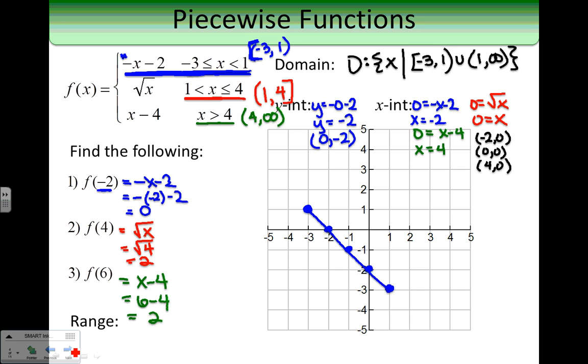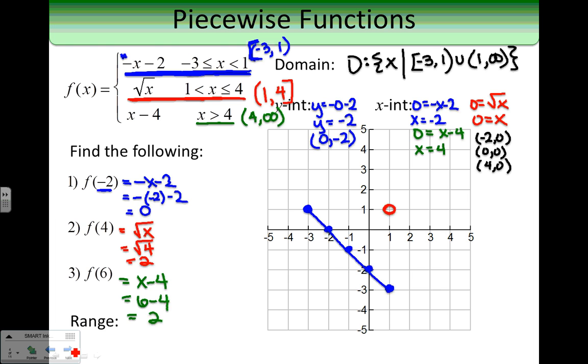Our next graph is the square root of x between 1 and 4. So I'm going to start at 1. However, you notice this x can be greater than 1 but not equal to. So when I start at 1, I'm going to use an open circle. So plug in 1 into my function. The square root of 1 is 1. And I'm going to use an open circle. So you always start at that first number in your domain, but you have to determine if that's going to be an open circle or a closed circle.